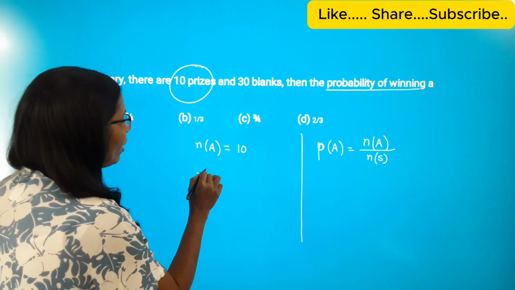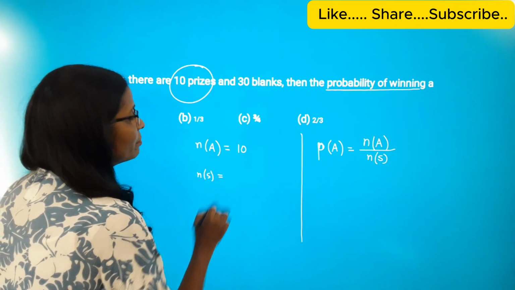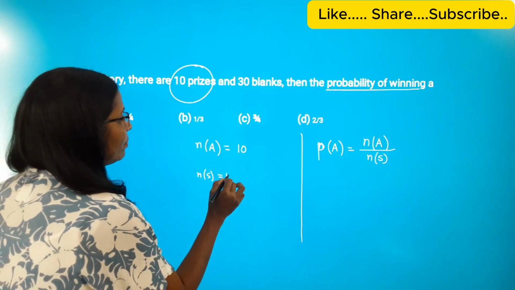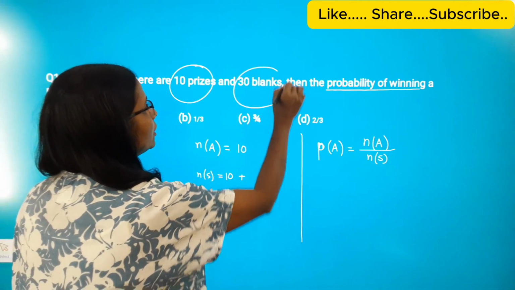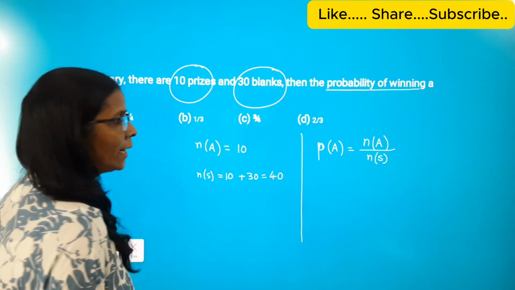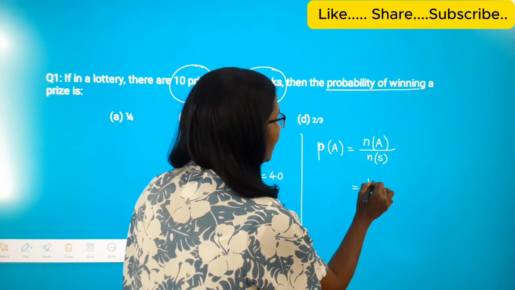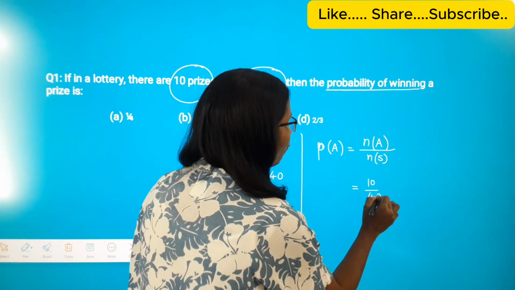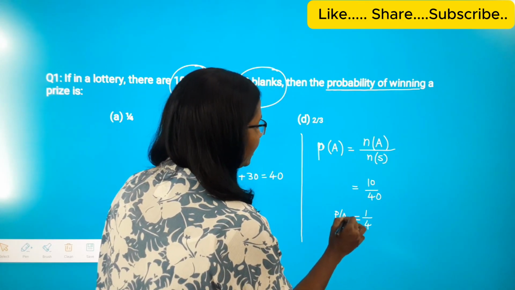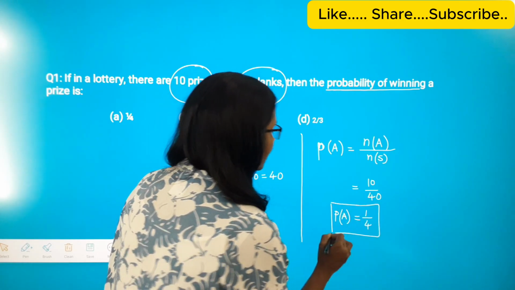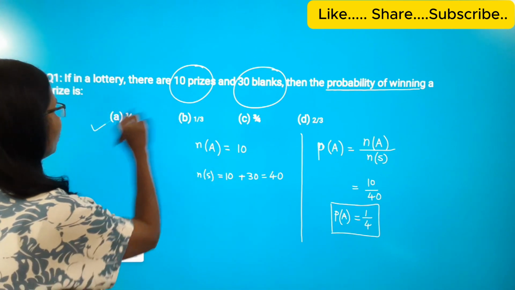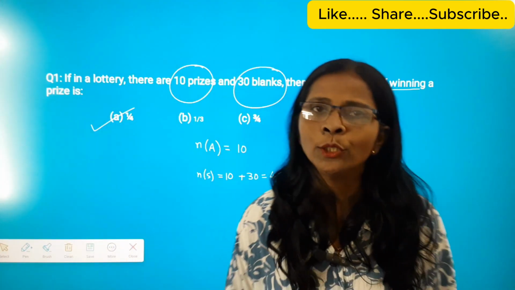How can we find the n of S? The n of S means the total outcomes. The total outcomes are 10 prizes plus the 30 blanks, and that is equal to 40. So after substituting, 10 upon 40, we have the answer 1 upon 4. So the probability of winning a prize is equal to 1 upon 4. So the answer is the first one, that is A, 1 upon 4.